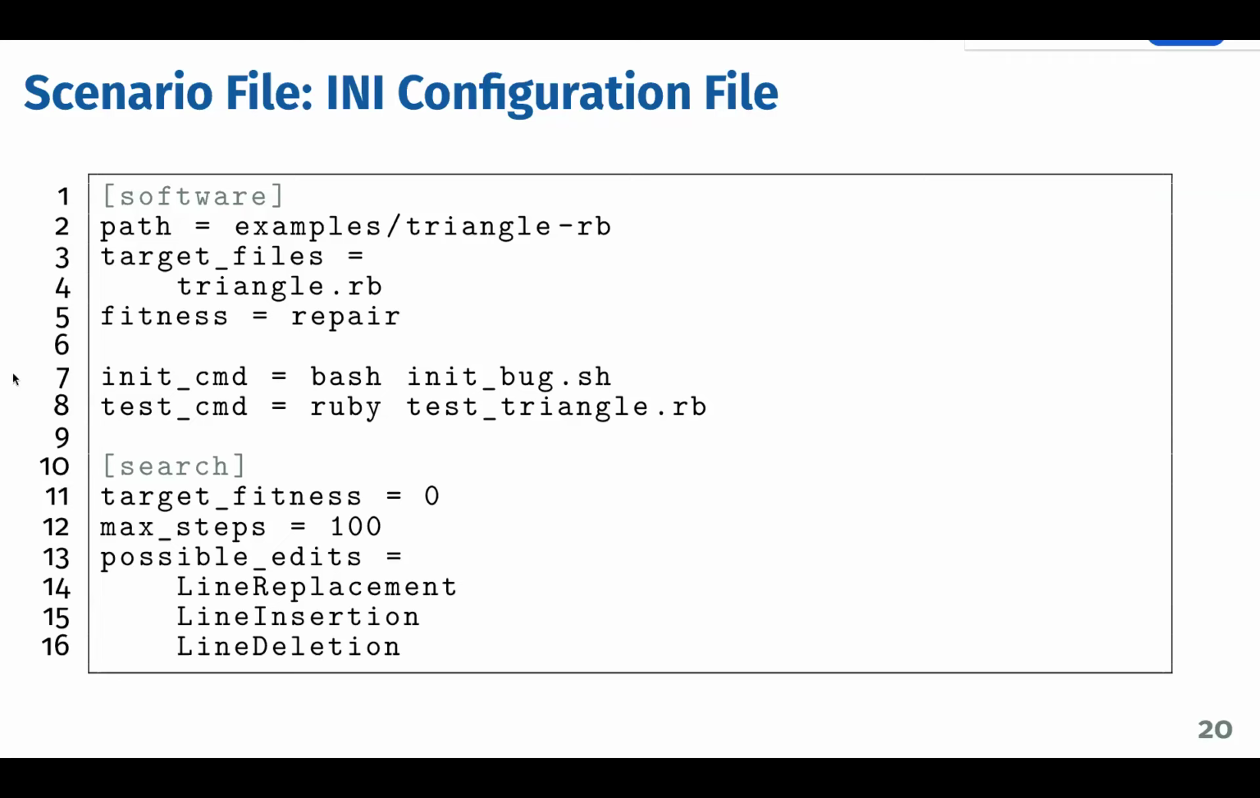And for the search, we want to do a search of 100 steps. We want to do line replacement, line insertion, line deletion, and we want to stop as soon as the number of bugs goes to 0. This is a copy-paste of one of the scenarios. If you have your Triangle Ruby software, you can write this, give it to Magpie, and it will apply three types of transformation until it is able to run ruby test_triangle and get a number of bugs which is 0.